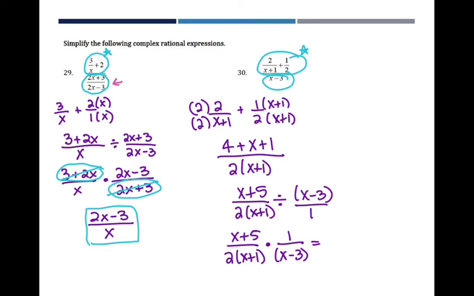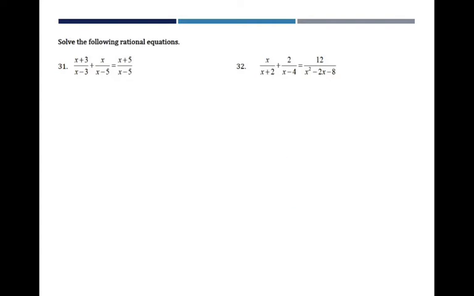And this one actually doesn't have anything that cancels out, so I'm just going to go ahead and combine it to a single fraction. And there you go. Complex fractions, done. All right, let's go to solving.